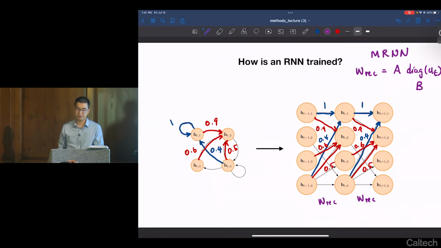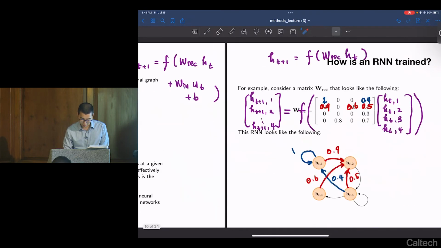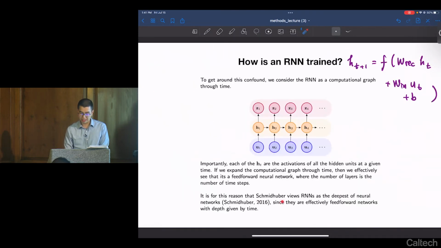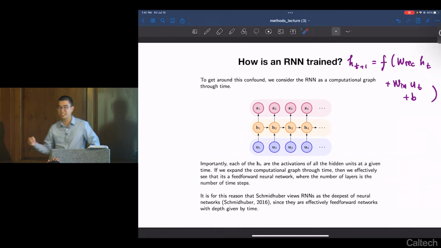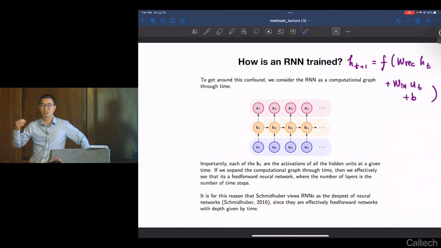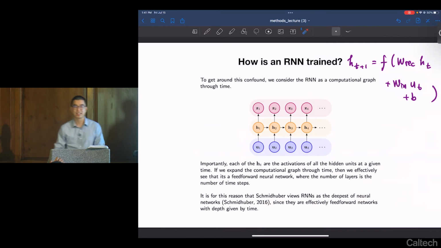Does the current structure look like a reduced form of feed-forward neural network? Yeah, ultimately every recurrent neural network can be boiled down to a feed-forward neural network where the number of layers is given by the amount of time. I think I might have actually had a quote on a prior slide. Yeah, so Schmidhuber views RNNs as the deepest of neural networks because their depth is however long they run for.